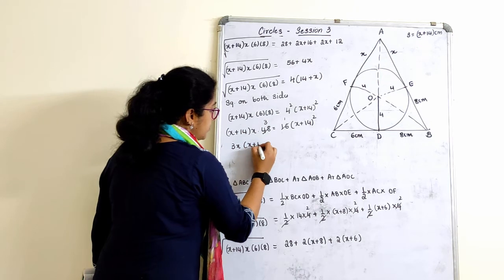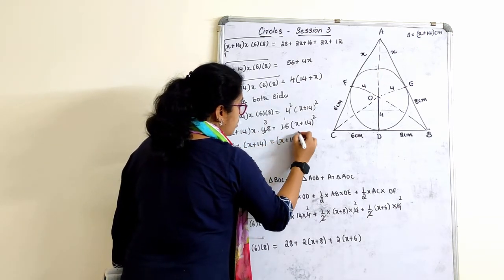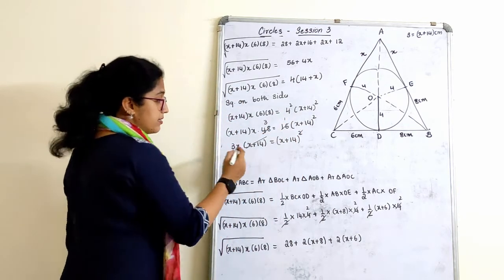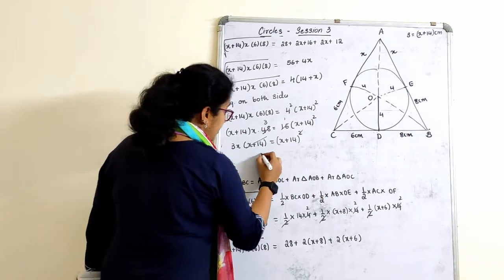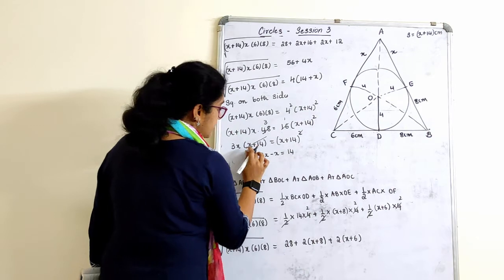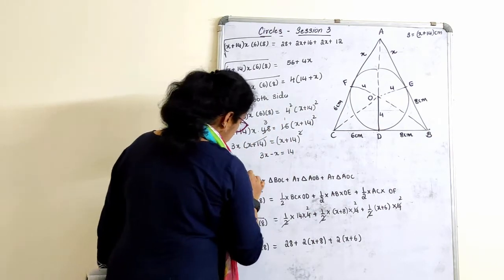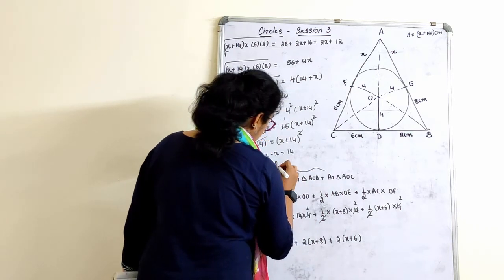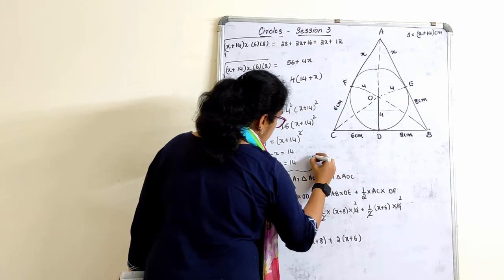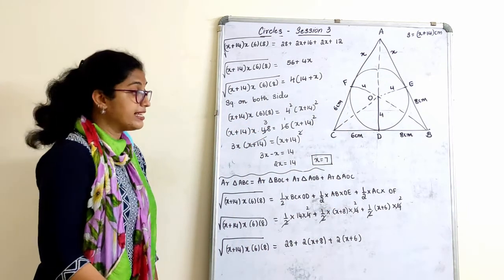3x of x plus 14 is equal to x plus 14 whole square. The x plus 14 and x plus 14 will get cancelled. That is why I did not simplify. 3x minus x is equal to 14. Simple. If this comes down, one term will get cancelled. So 2x is equal to 14, x is equal to 7. Finally, we got the x value.